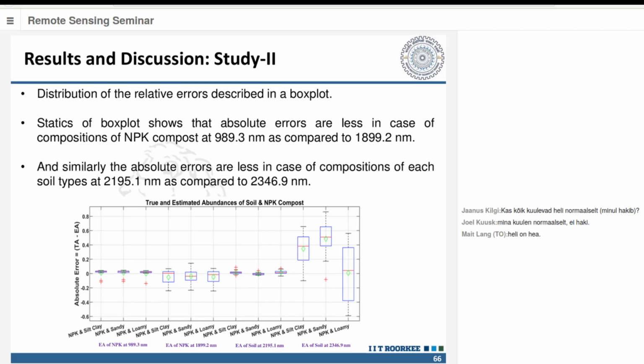This is also shown using the box plot. Statistics of the box plot show that absolute errors are less in the case of compositions of NPK compost at this wavelength region as compared to the 1899.2 nanometer wavelength region. Similarly, the absolute errors are less in the case of compositions of each soil type at 2195.1 nanometer as compared to 2346.9 nanometer, as shown in the box plot.